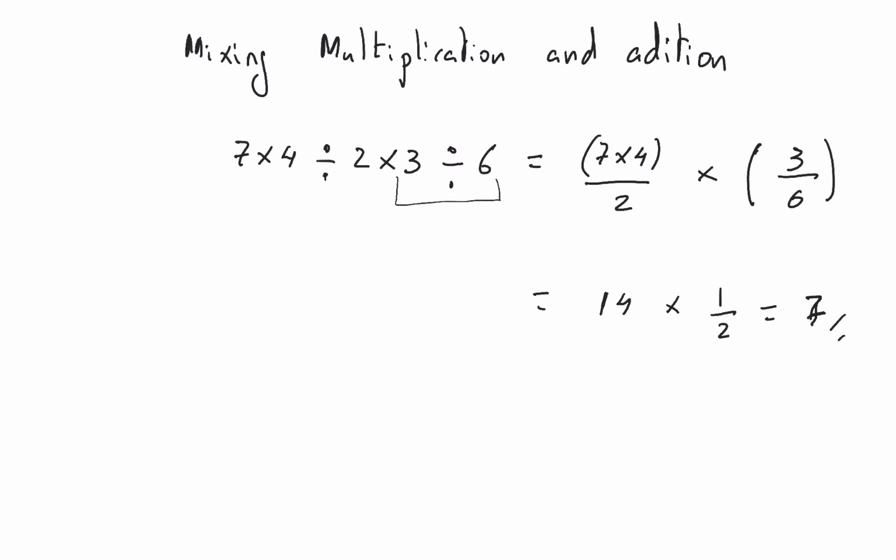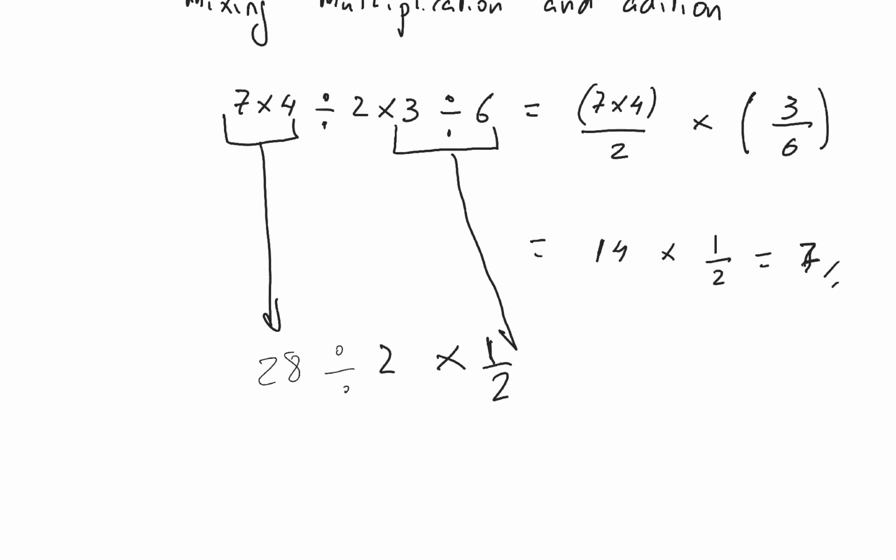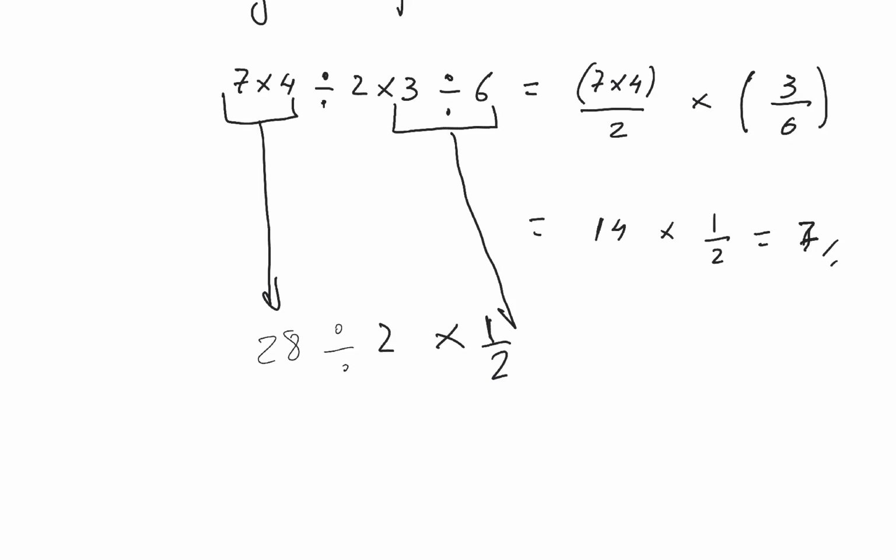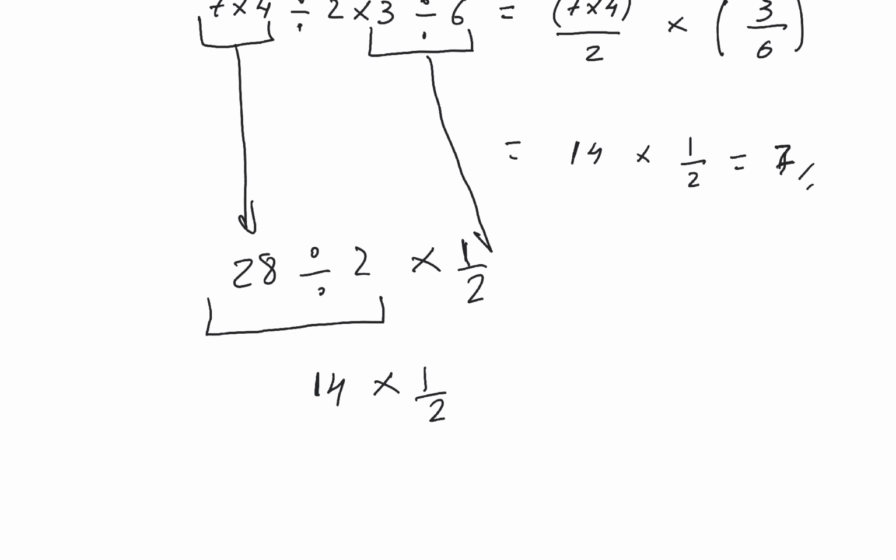What is the multiplication that I see? I see here 28 divided by 2, multiplied by 3 divided by 6. 3 divided by 6 is 1/2. 28 divided by 2 is 14. And now what do we do first, the multiplication or the division? Well, we do the operations from left to right. 14 multiplied by 1/2, and this will be 7.